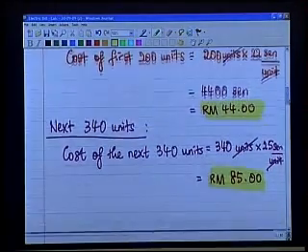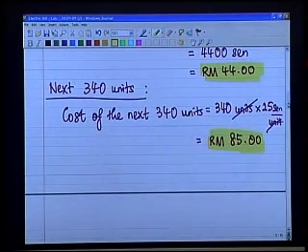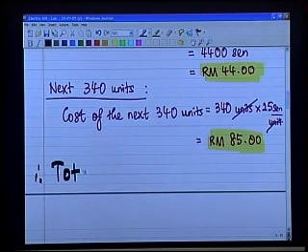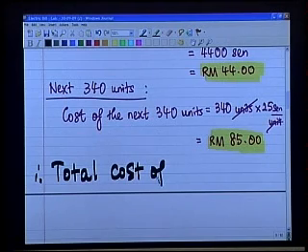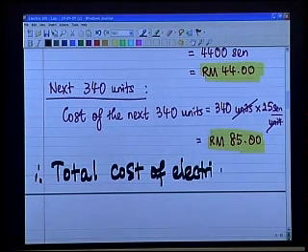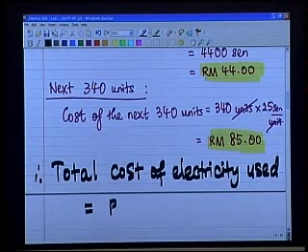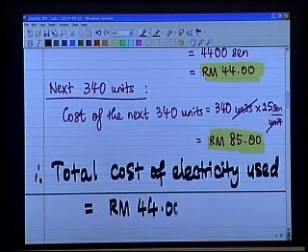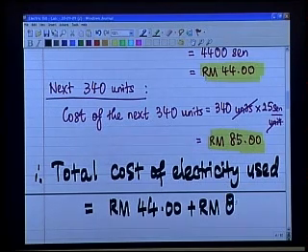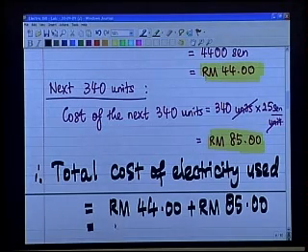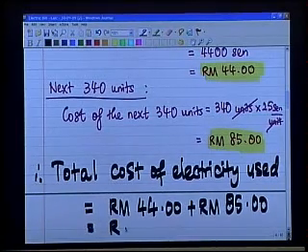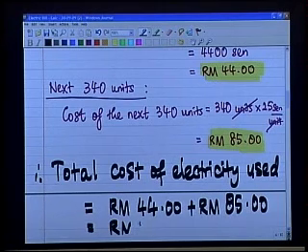So what is your bill? Remember, we are calculating our electricity bill today. So what is the total cost of the electricity used? The total would be 44 ringgit plus 85 ringgit. This would give, oh, it's not giving, we have to pay, not giving. So this would mean that we pay altogether 129 ringgit.